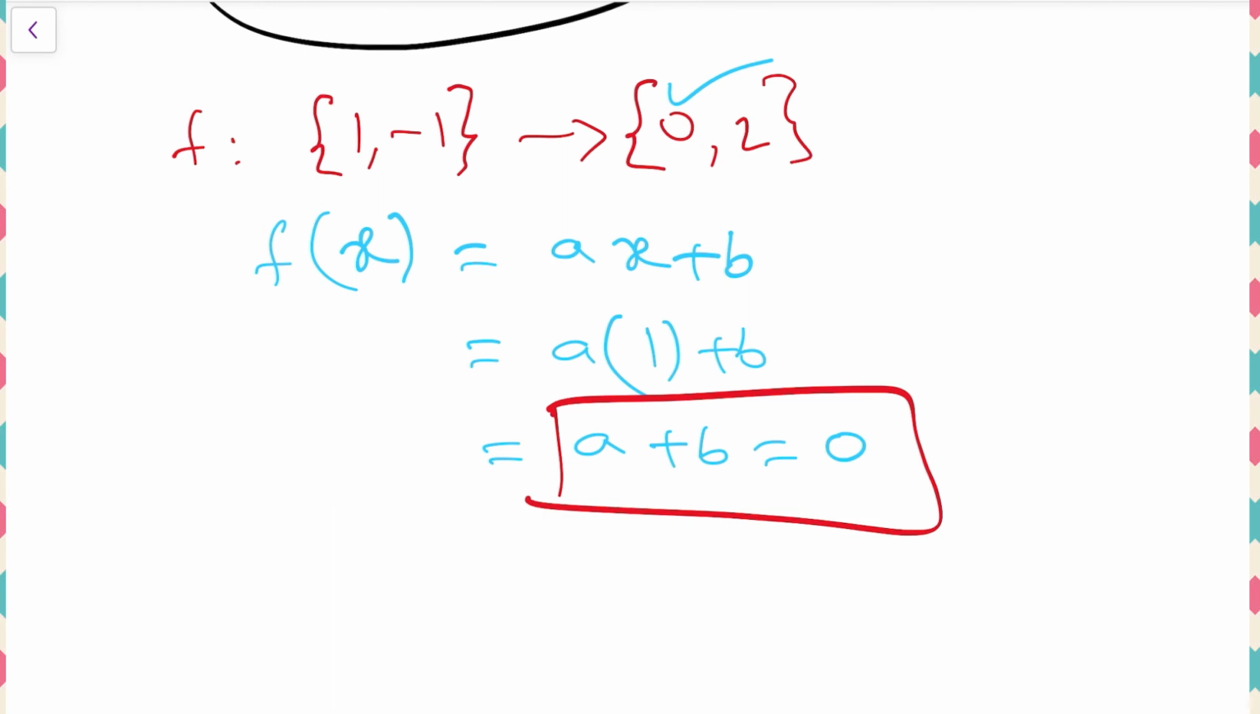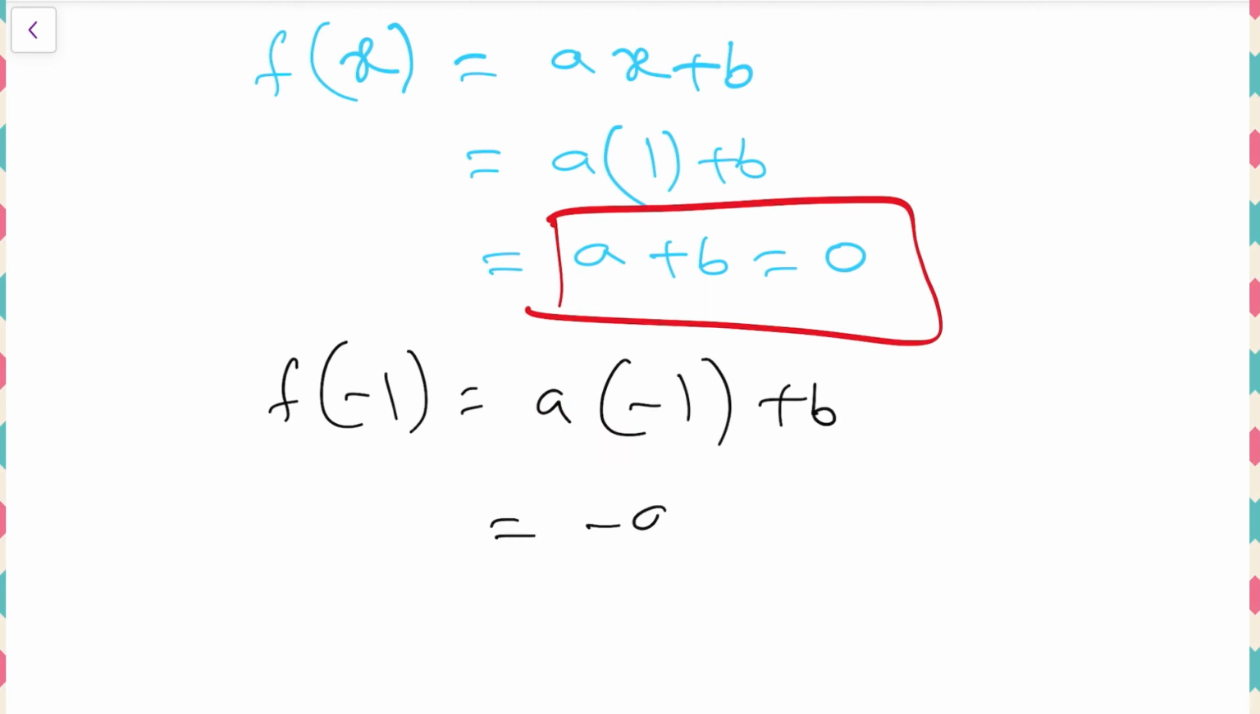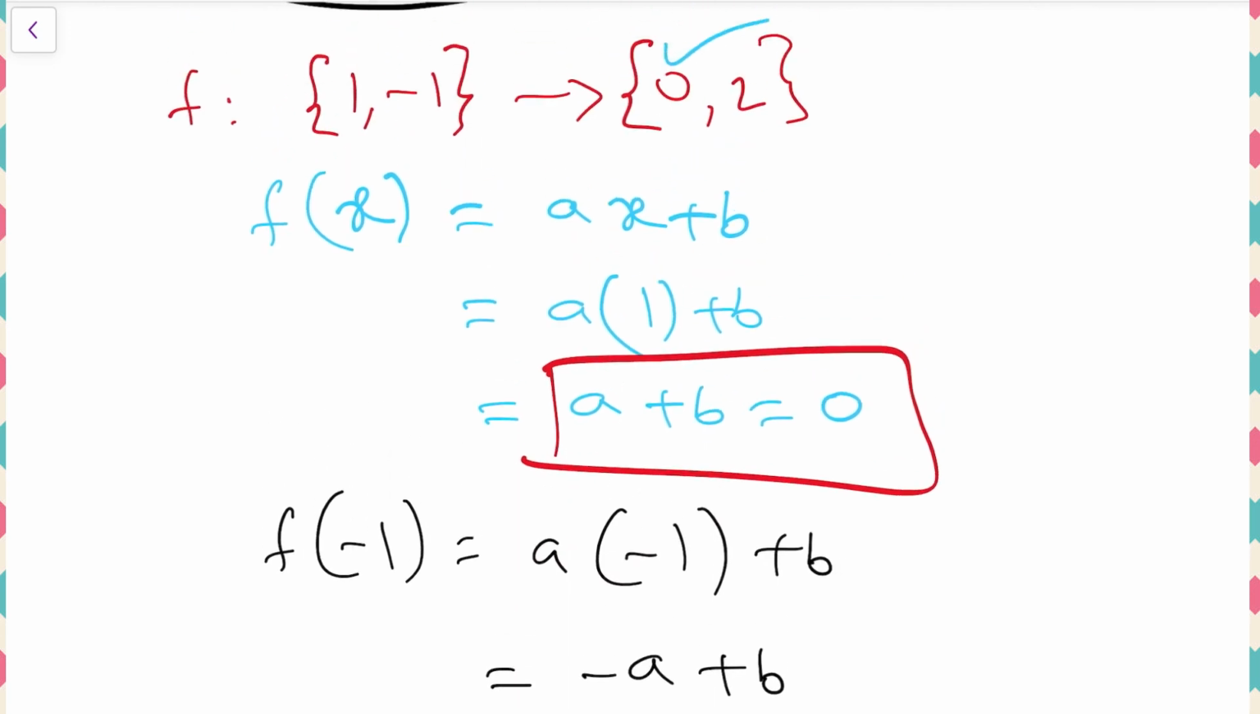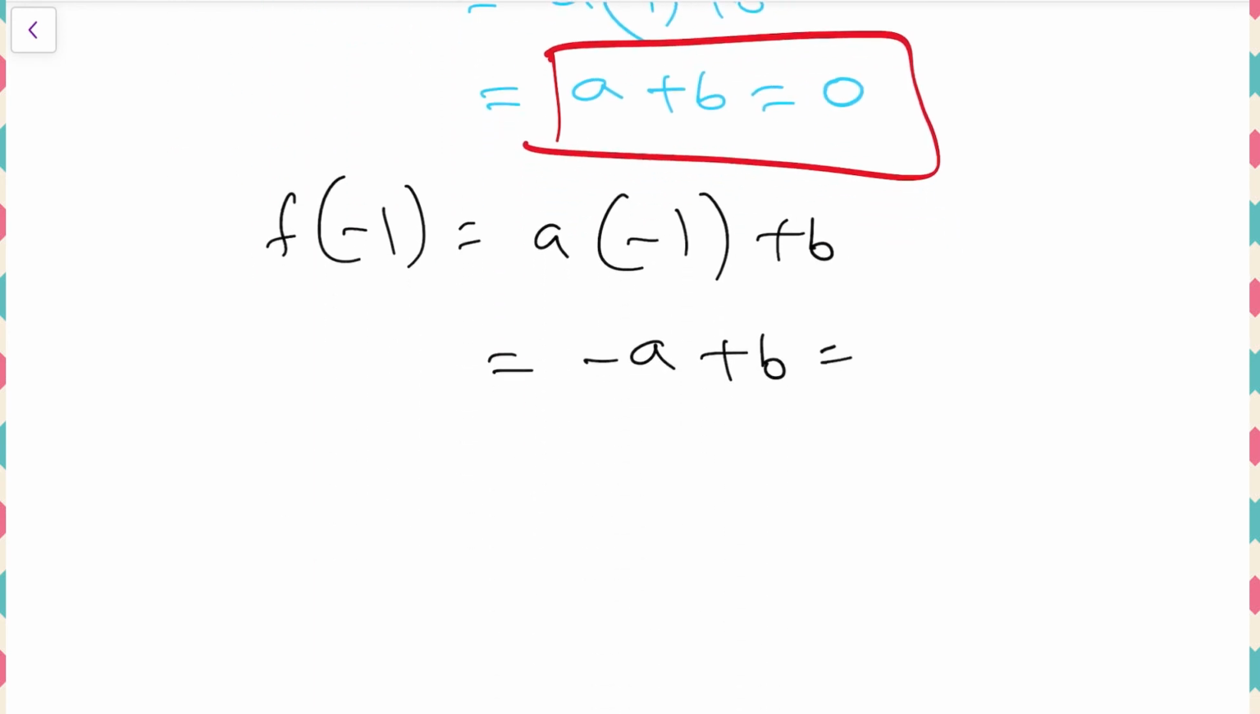Next, substituting minus 1. f of minus 1 is equal to a into minus 1 plus b, that is minus a plus b. Now when we substitute the second number, the answer is 2. So this is equal to 2, and this is equation number 2.